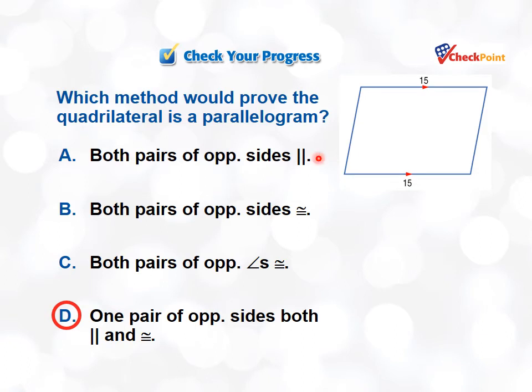Which method would prove that the quadrilateral is a parallelogram? Because one pair of opposite sides is both parallel and congruent. So in this figure it is clear, this is perpendicular, these are parallel, and moreover they have the same measurement. So we can use this idea or this point to prove these two triangles are congruent. This figure is a parallelogram.